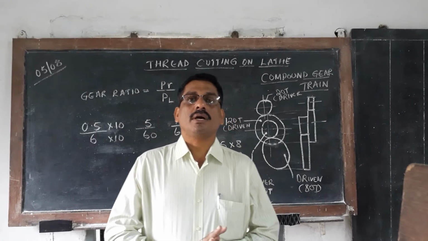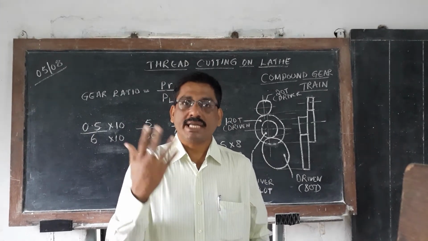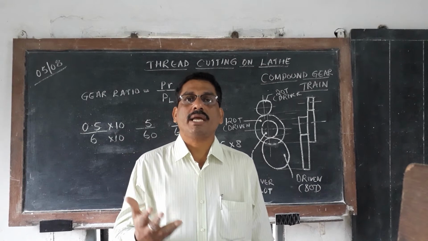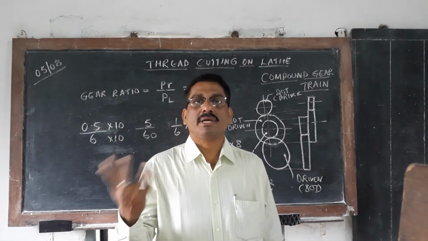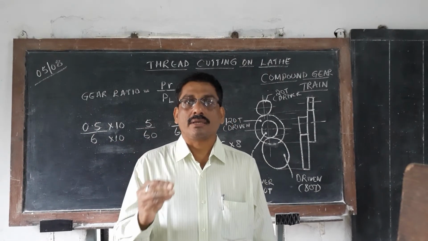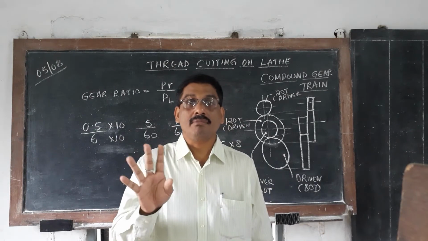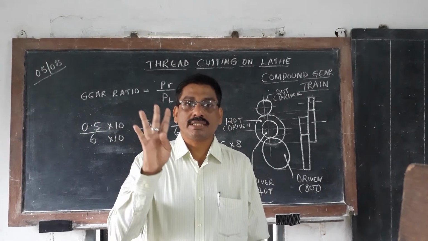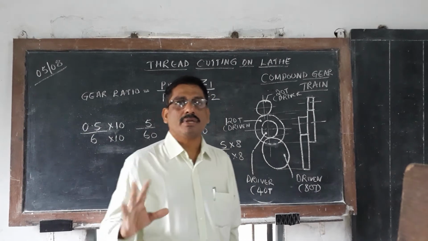Whatever you want, now you want the thread also in British, TPI: 4 TPI, 5 TPI, like that. 4 threads per inch, 5 threads per inch. And even your lead screw is also in inch, not in mm. Both are in inch. So how will we calculate? I will tell one example.